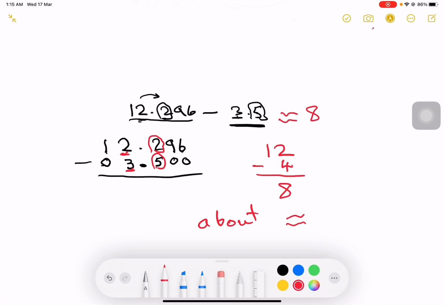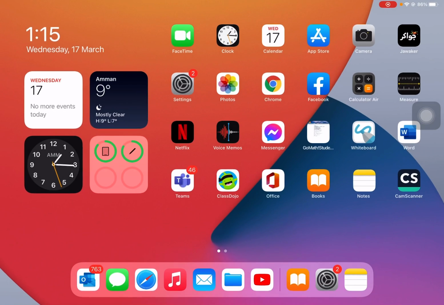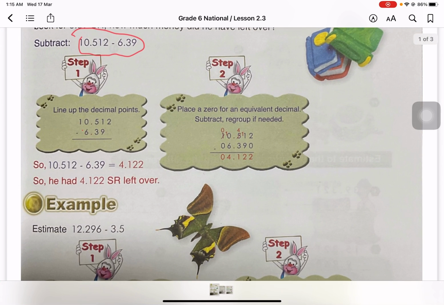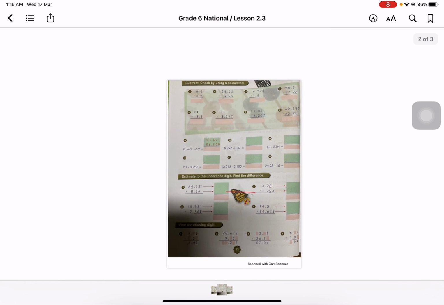Okay. Now, let's all move to the page in the book. This is page 21. Let's move to page 22. Now, in page 22, we have questions, and they want us to solve these questions. Okay, start with the question number 1. They said subtract, check by using a calculator. Of course, we are not going to use a calculator, only we are going to subtract.